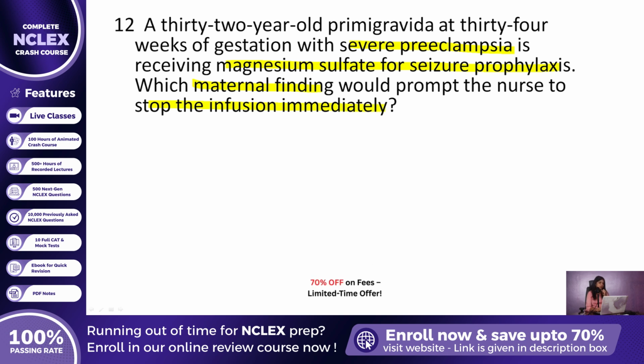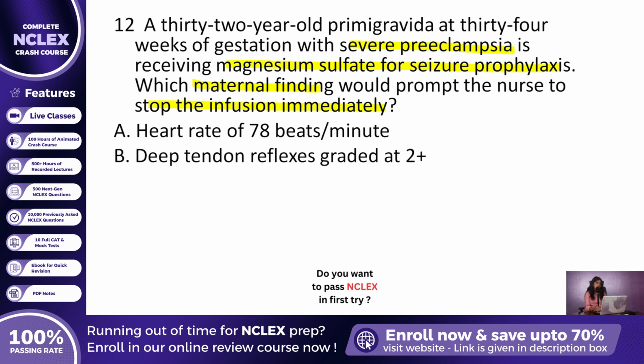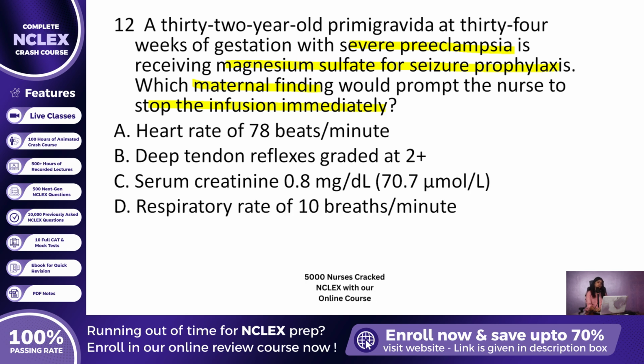Here are the options. Option A, heart rate of 78 beats per minute. Option B, deep tendon reflexes graded at 2+. Option C, serum creatinine 0.8 milligrams per deciliter. Option D, respiratory rate of 10 breaths per minute. The correct option is Option D, which is respiratory rate of 10 breaths per minute.